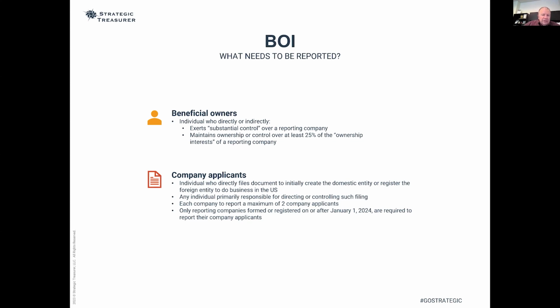And there's a maximum of 2 company applicants, but everybody who sets it up is responsible for directing or controlling this type of filing. So with the setting up of the entity, the applicant has to be identified. So if you need to get some entity set up and you don't want to file as a company applicant, get that done before December so you can avoid having to do one additional filing. But beneficial owners is everyone.